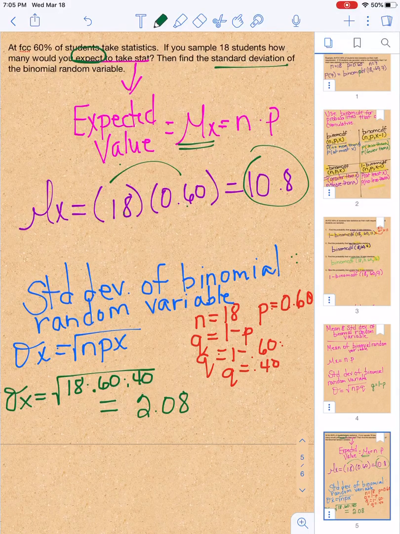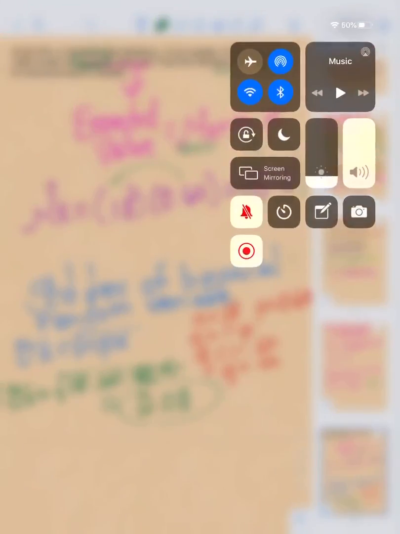Then it said find the standard deviation of the binomial random variable. So standard deviation is the square root of NPQ. N is 18. P is 0.60. That means Q is 0.40 because Q is 1 minus P, which is 0.40. So you'll see I plugged it in here. Square root of 18 times 0.60 times 0.40 is 2.8. So that is my crash course on binomials.